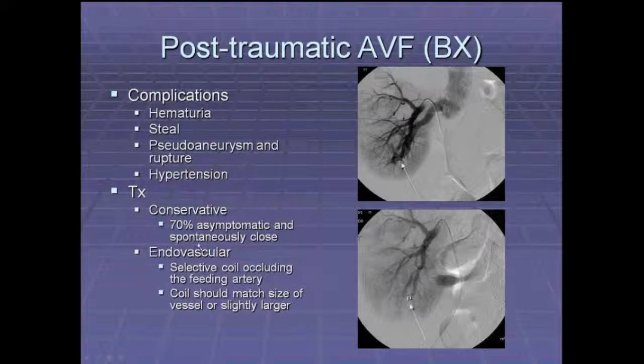Initially, most AV fistulas will spontaneously resolve on their own. So if you see it, just wait. 70% of them are asymptomatic and will spontaneously close. However, if it doesn't, it does require that we selectively coil them.